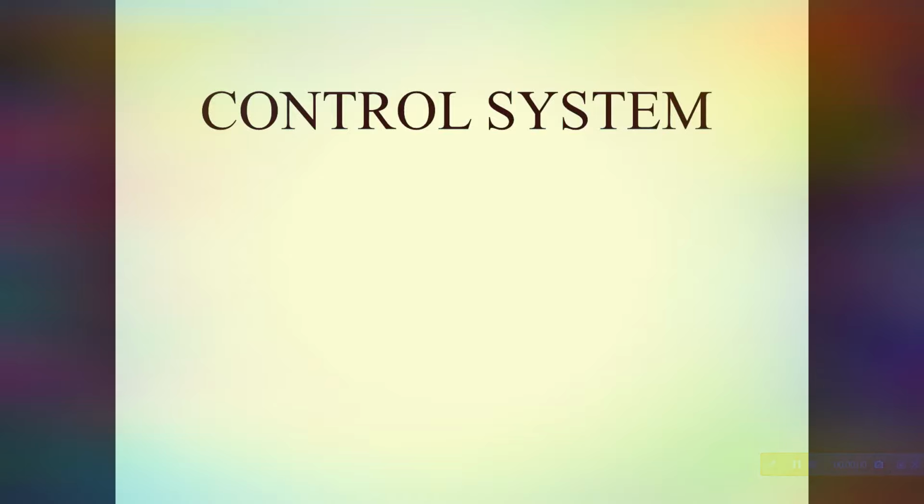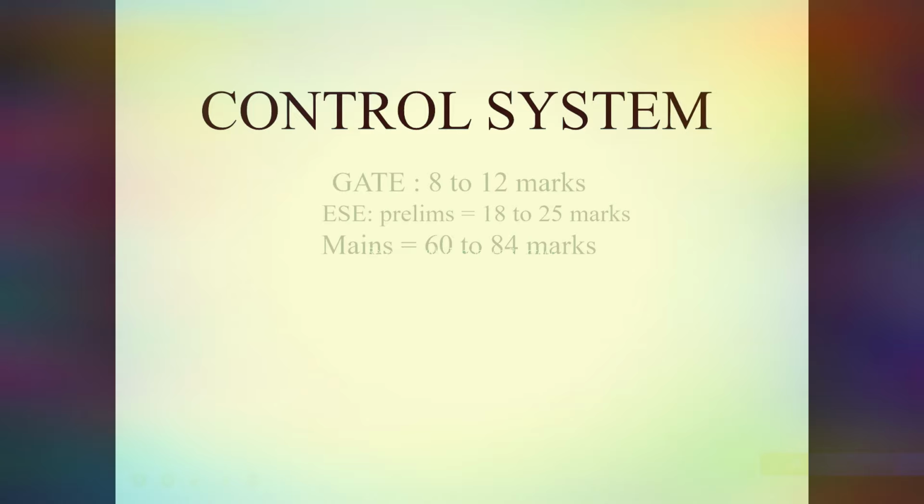Hey guys, we are here to learn the control system of electrical engineering for various electrical exams like GATE. GATE consists of 8 to 12 marks for control system. ESE prelims consists of 18 to 25 marks and the main exam consists of 60 to 84 marks. Control system is also included in many exams like ISRO, DRDO and so many PSUs.